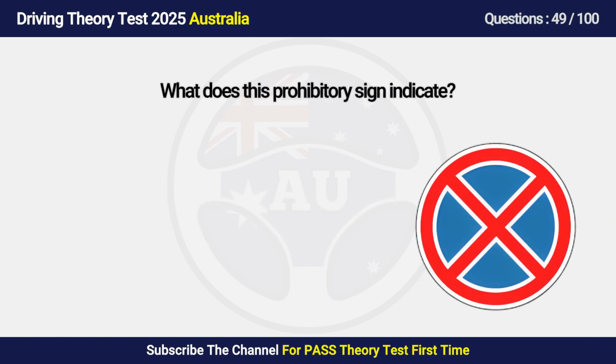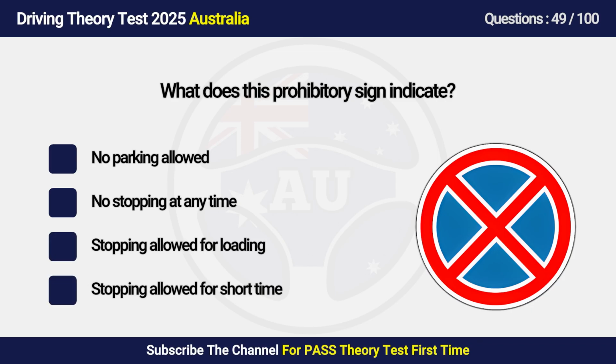Question 49. What does this prohibitory sign indicate? A. No parking allowed. B. No stopping at any time. C. Stopping allowed for loading. D. Stopping allowed for short time.